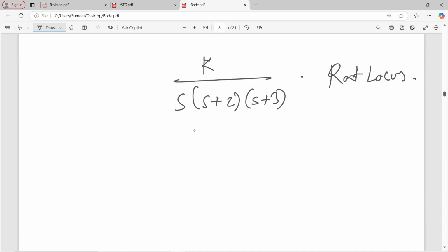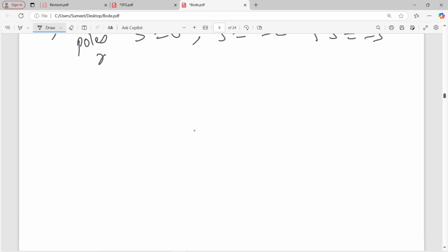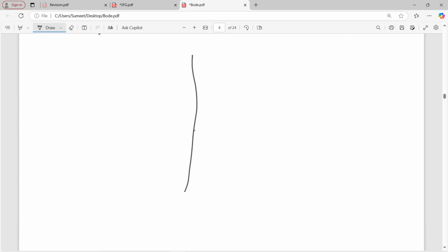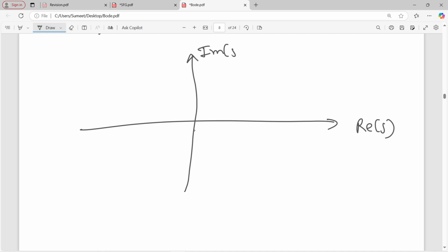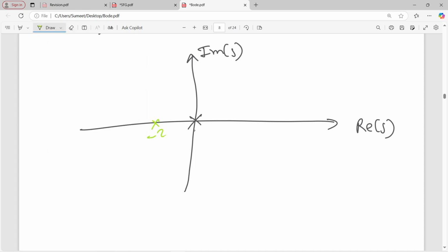First of all, find out the poles. So poles are s equal to 0, s equal to minus 2 and s equal to minus 3. Just equate the denominator with 0, we get the poles. So mark these poles on the s plane. Here is real s, we have imaginary s, and our poles are s equal to 0, then another pole is s equal to minus 2, and one more pole is s equal to minus 3.